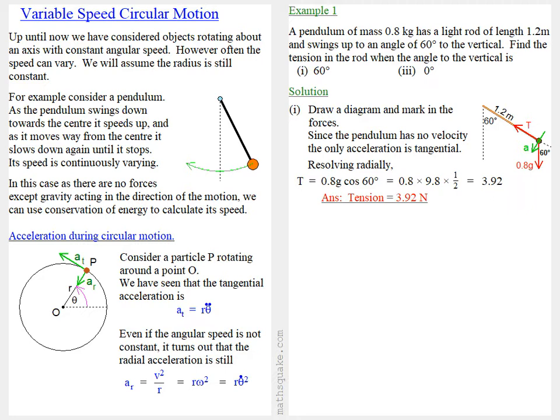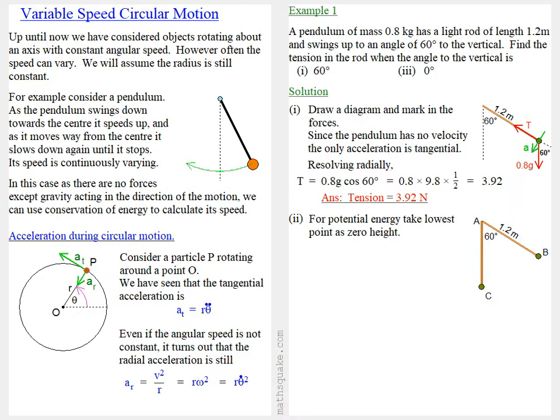Now in part 2, we're asked to find the tension in the rod when the angle to the vertical is 0 degrees. Now of course we need a diagram. Now we're going to work out the speed of the particle using energy. So for the potential energy we need a zero height. So we'll take the lowest point of the pendulum as being zero height.